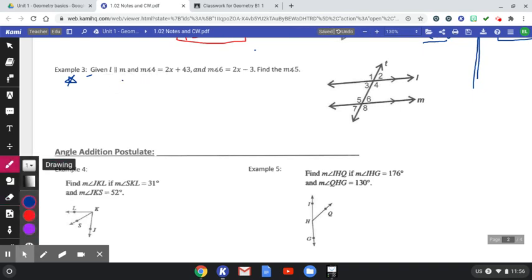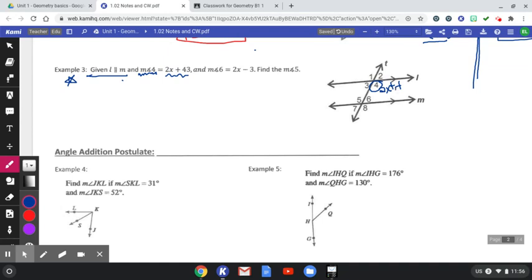So given L is parallel to M, that's what this is reading. Given L is parallel to M, and the measure of angle 4 equals 2x plus 43. So what I'm going to do is circle angle 4 and write the expression 2x plus 43.